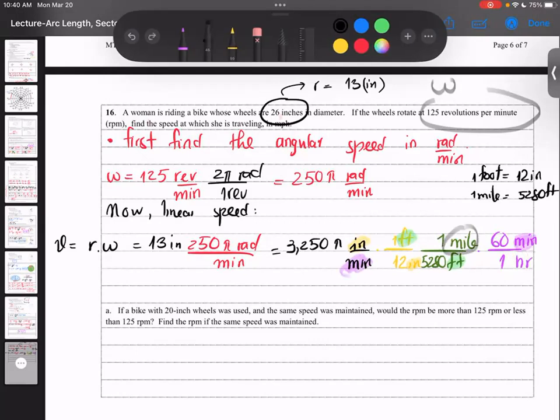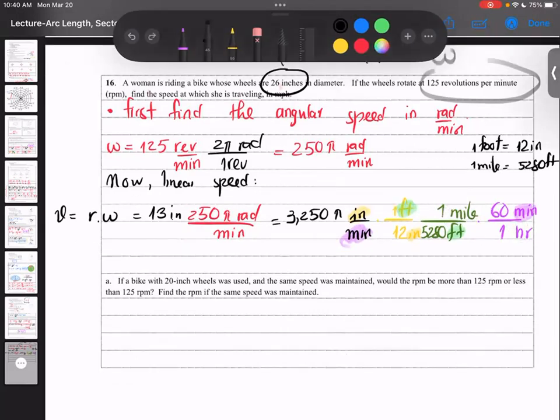All we have to do now is multiply all the numbers across. When you do that, 3,250 pi times 1 times 60 divided by 12 times 5,280, you get 3.07 pi miles per hour, or equivalently, 9.6 miles per hour. And that will be your final answer.